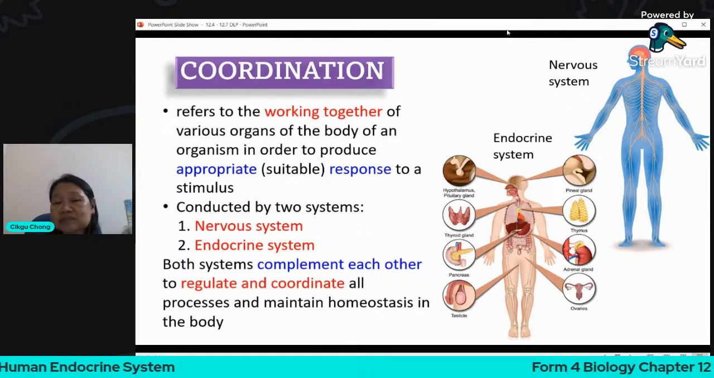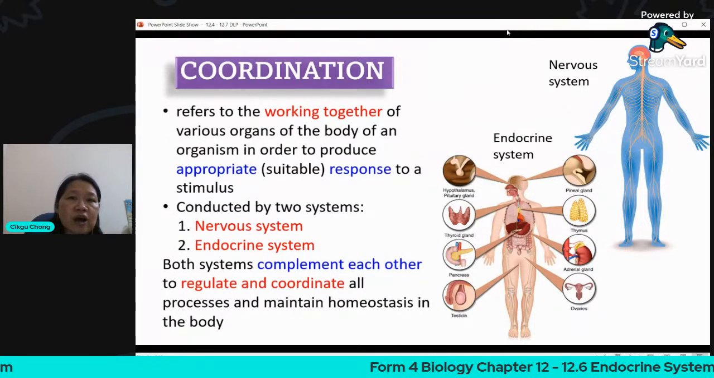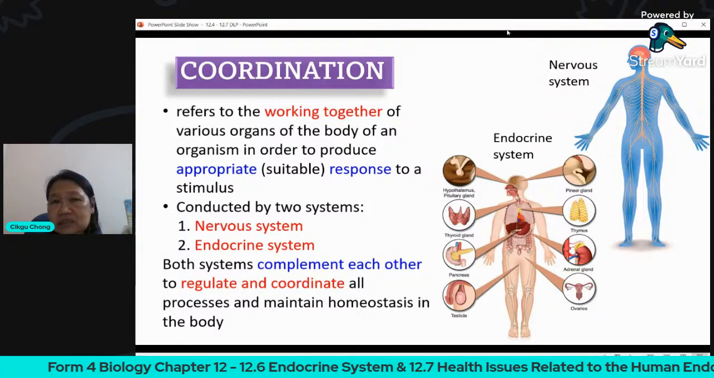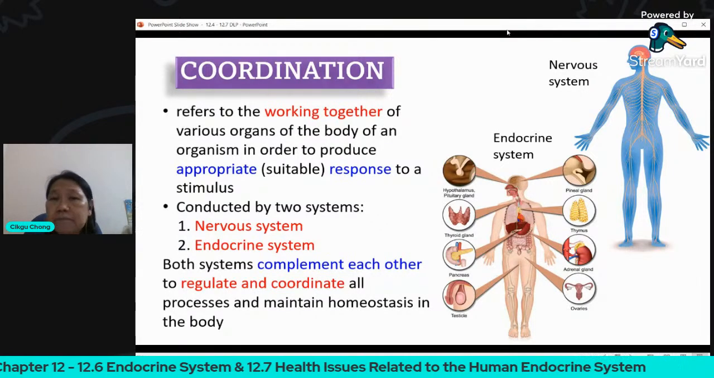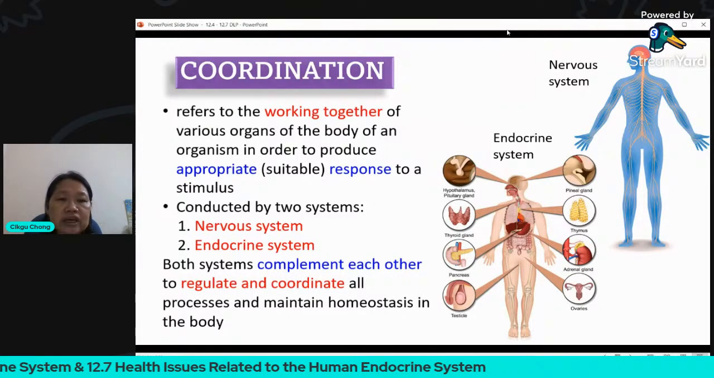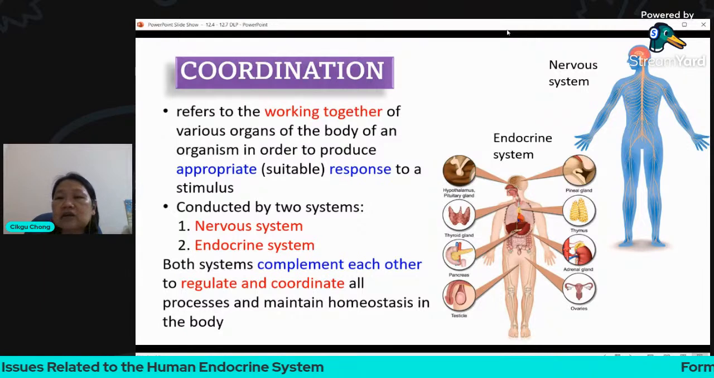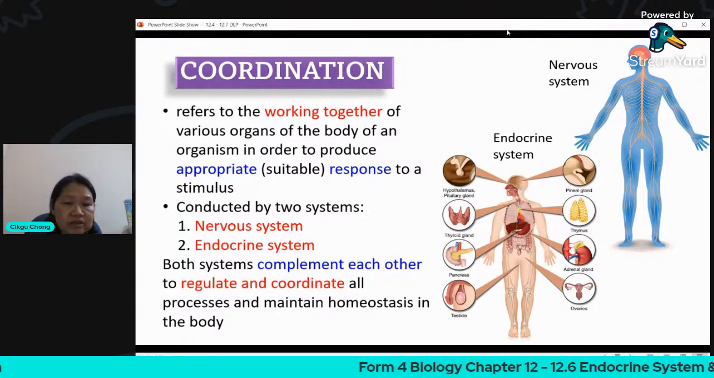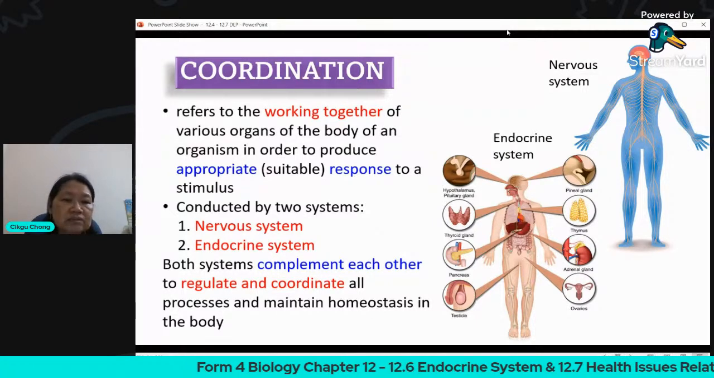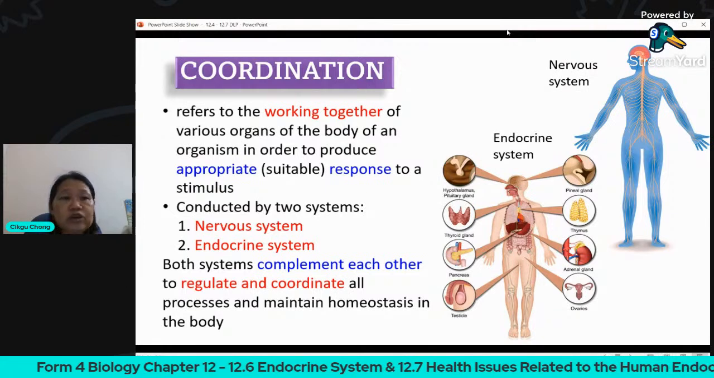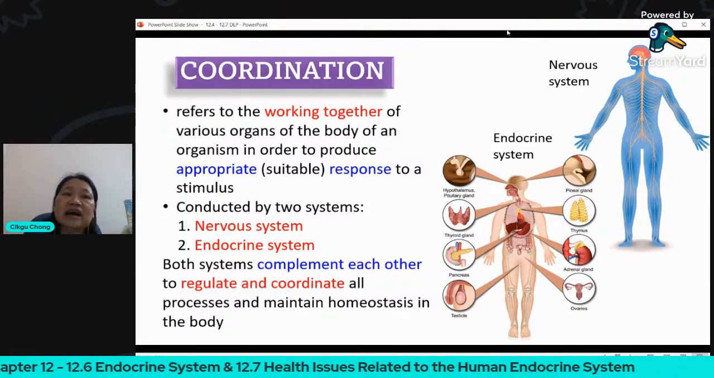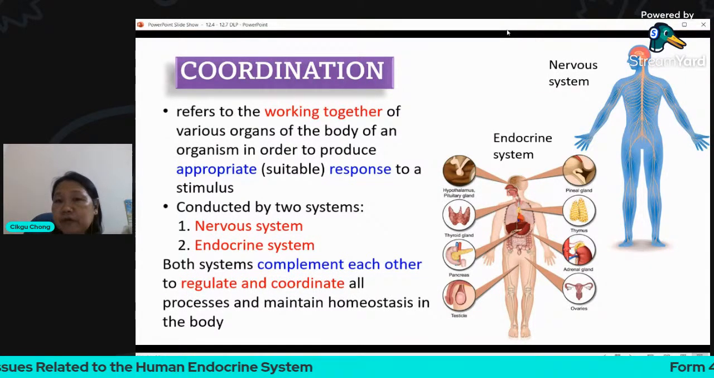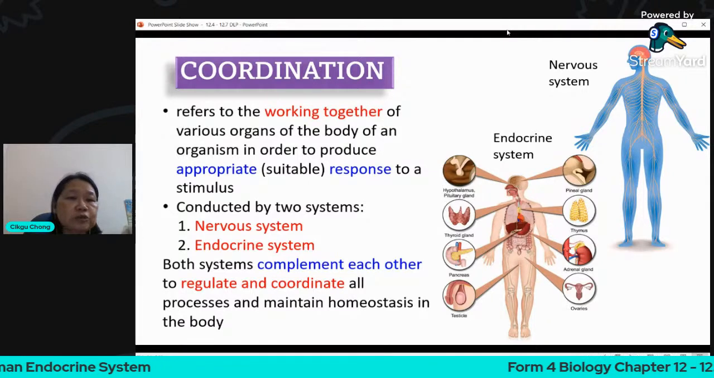Both systems complement each other, so they help each other. Of course, they have different methods of coordinating your body, but they work together. The ultimate aim is to coordinate and regulate all the processes in your body and also to maintain a constant internal environment, a process which we call homeostasis. You have learned homeostasis in chapter 13. So I'm coming back to chapter 12 here. For those who have learned chapters 13, 14 and 15, you will know what I'm talking about, right?